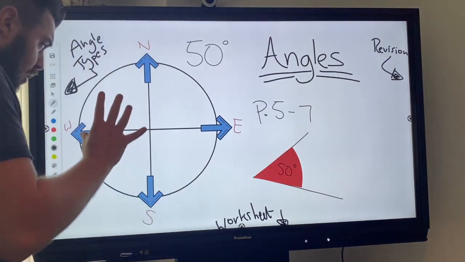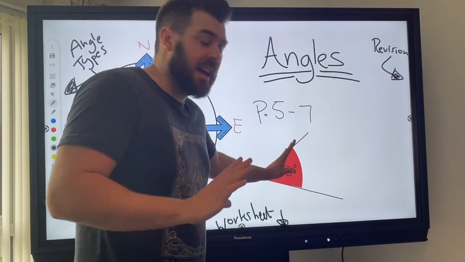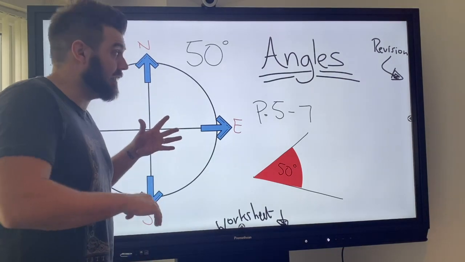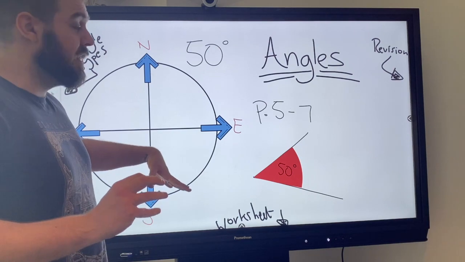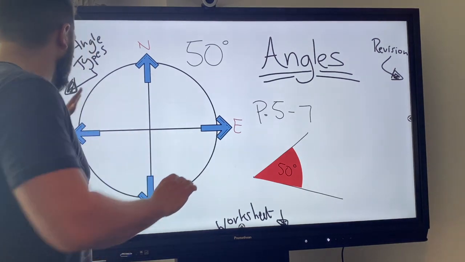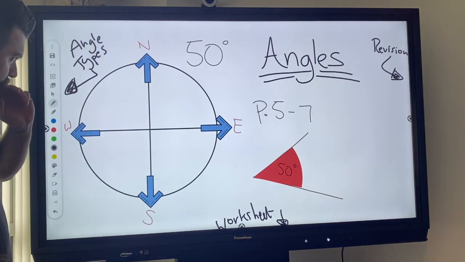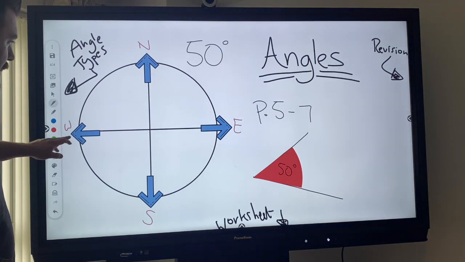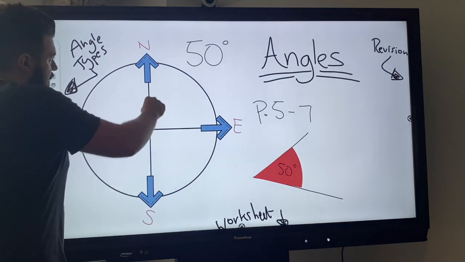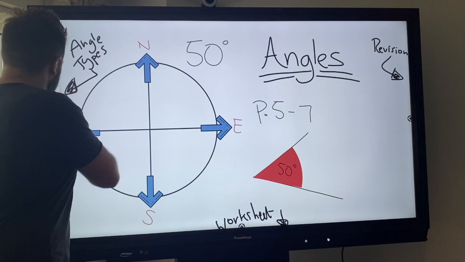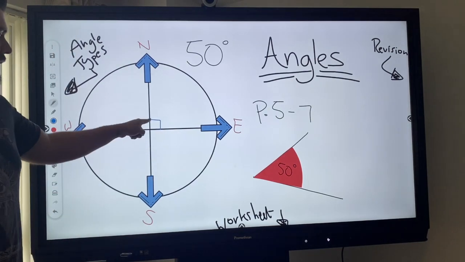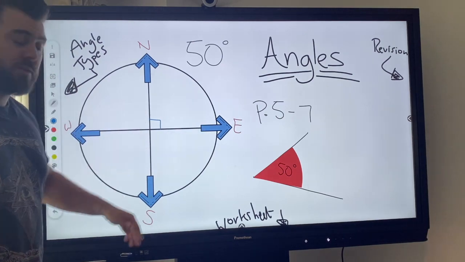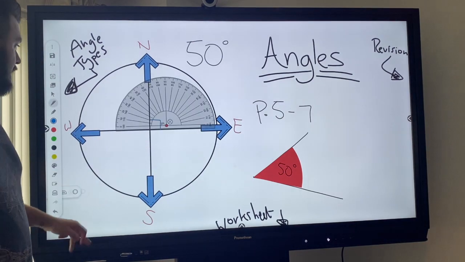Now, we're looking at not necessarily the angle of a triangle today, because we looked at that last lesson. We're looking at the angles of a circle, and there are some similarities there. So we've got our circle here. What if I had to measure the angle between this line and this line? This space in here, because that is two lines, so we're going to measure those. So let's look at our protractor and measure that.